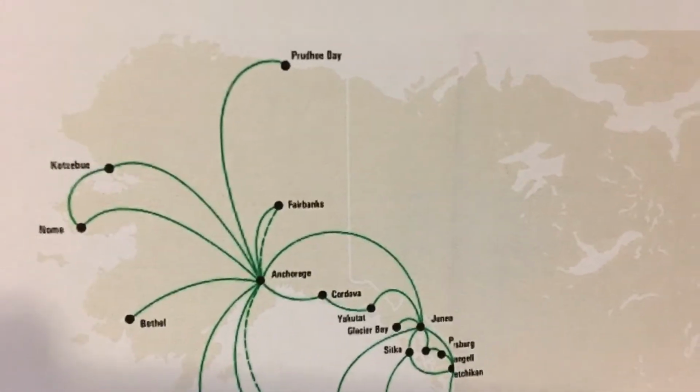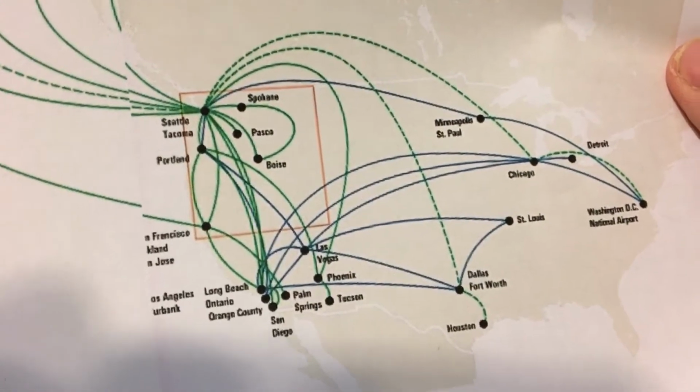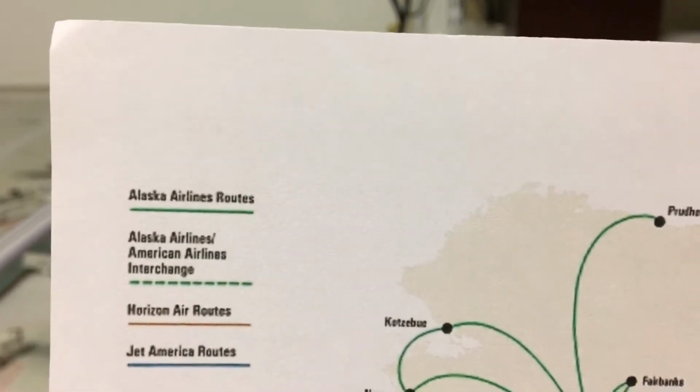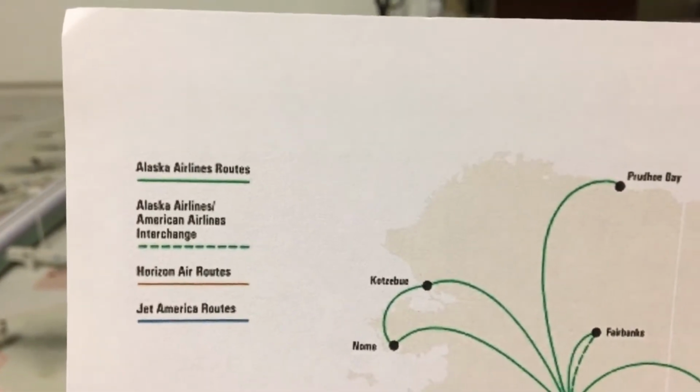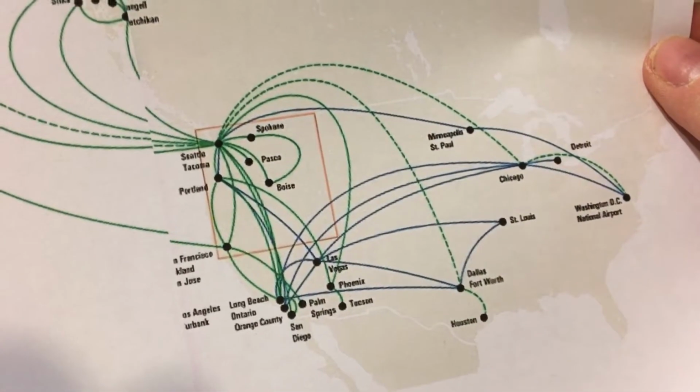So you still have pretty much the same service all throughout, with a little bit, let's see, the dotted lines, it doesn't really say. The Alaska American interchange is there. The Continental interchange had been dropped by this time. And these Jet America routes did not last.